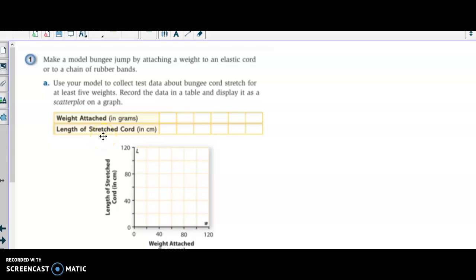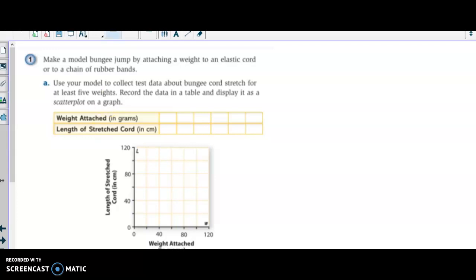Okay, so you should have just completed watching the video on bungee jumping. Just to give you some context, today we're going to be talking about dealing with two variables at one time. We're going to be thinking about how the stretch of a bungee cord is related to the weight of a bungee jumper.